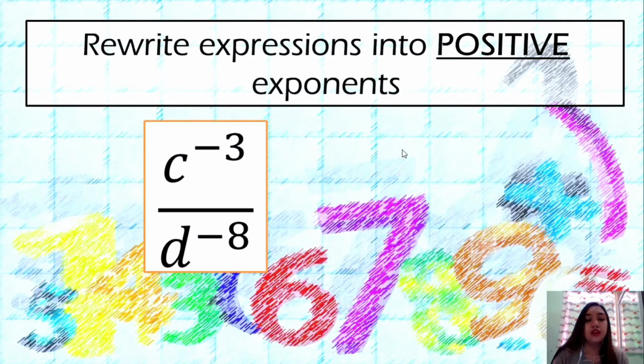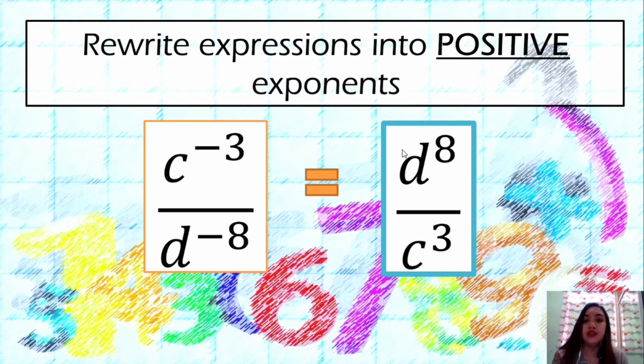Next, you are given c to the -3rd power over d to the -8th power. So, how will we rewrite this expression into positive exponents? Kagaya lang ng ginawa natin kanina, we will reverse the place. Kung si c to the -3rd power ay nasa numerator at si d ay nasa denominator, meaning we will reverse the place. So, ang tamang sagot dyan is d to the 8th power over c to the 3rd power.